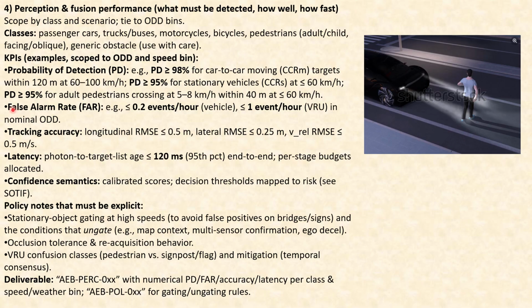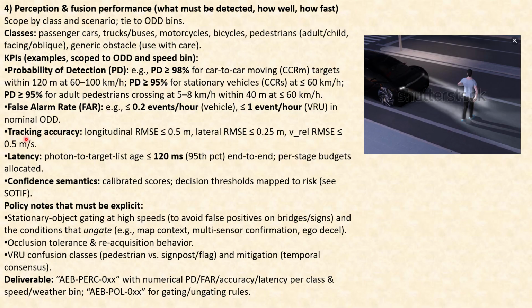All right, and probability of detection 95% for adult pedestrians crossing at 5 to 8 km per hour within 40 meters at 60 km per hour. And next is false alarm rate. Example, 0.2 events per hour, less than 1 event per hour, vulnerable road user in nominal ODD. This is the false alarm rate.